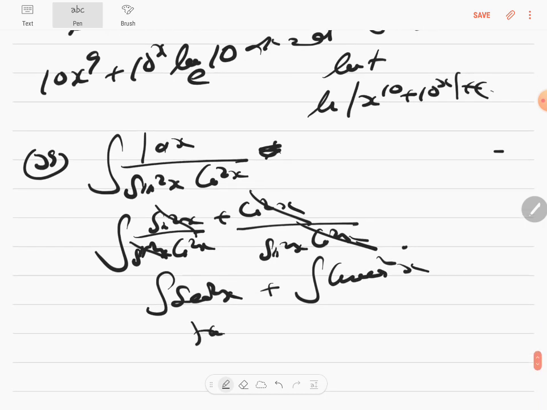Tan x minus cot x plus c. Finish the whole exercise. Please finish it off, guys.